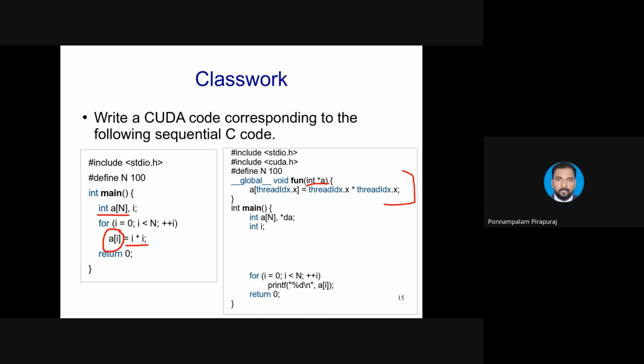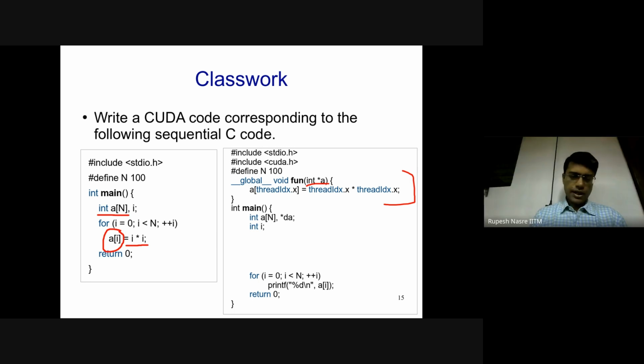Yes, go ahead. Sir, excuse me. If we want to do a memory transfer, we are allocating memory for a variable here in the CPU, so exactly the same type of variable should be there in the GPU, right? Then only we can do that. That's correct.